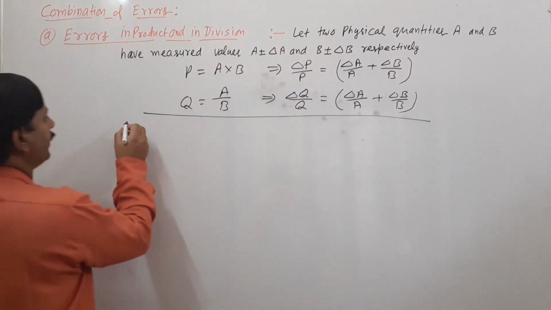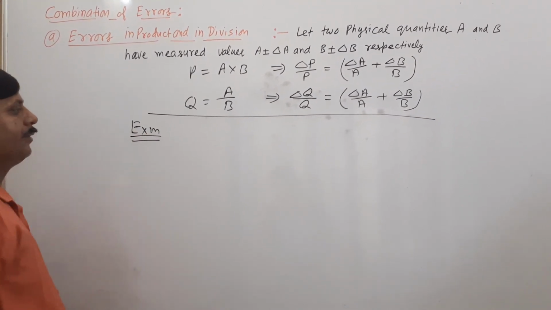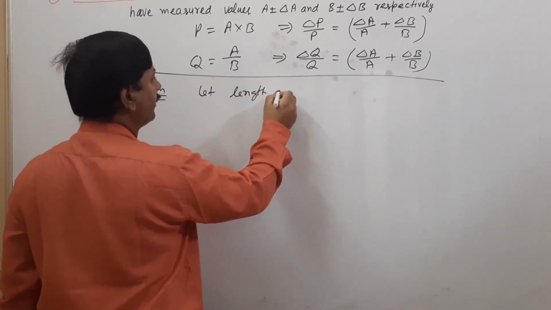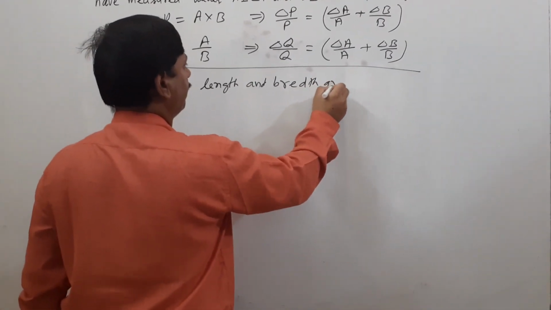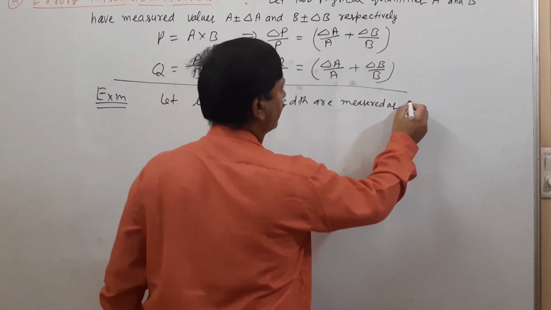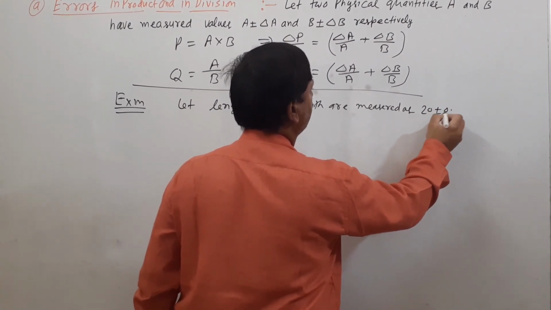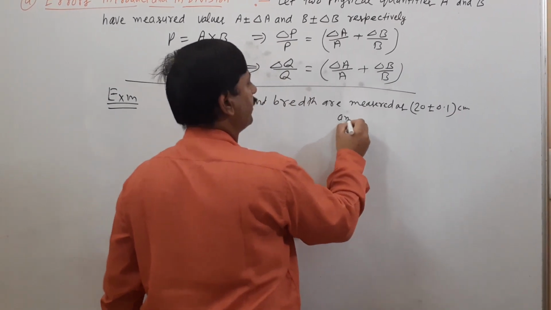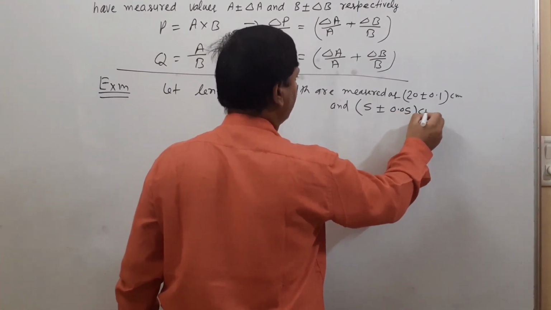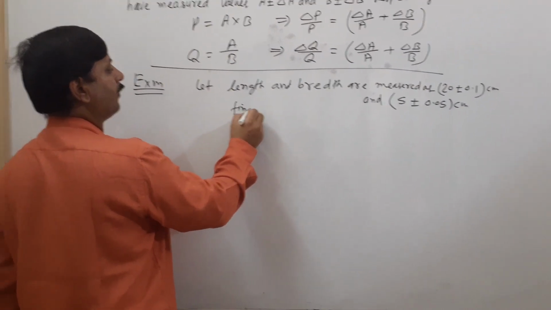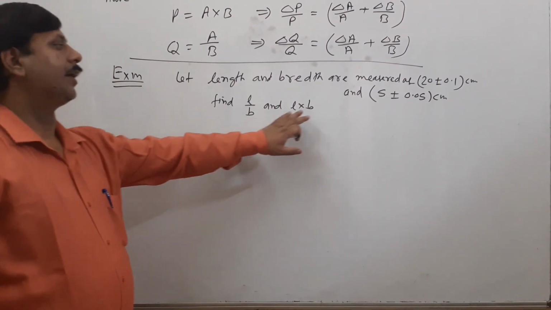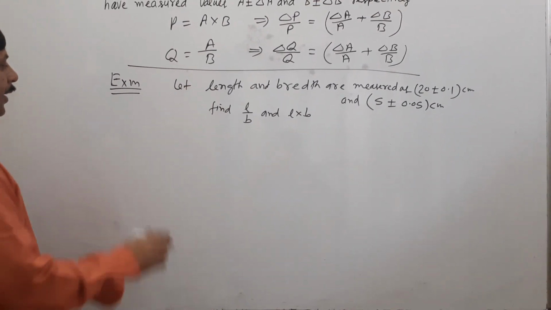I am taking an example. Suppose length and breadth are measured as 20 plus minus 0.1 cm and 5 plus minus 0.05 cm. Find length upon breadth and length into breadth. We have to find out the area and the ratio of length to breadth.